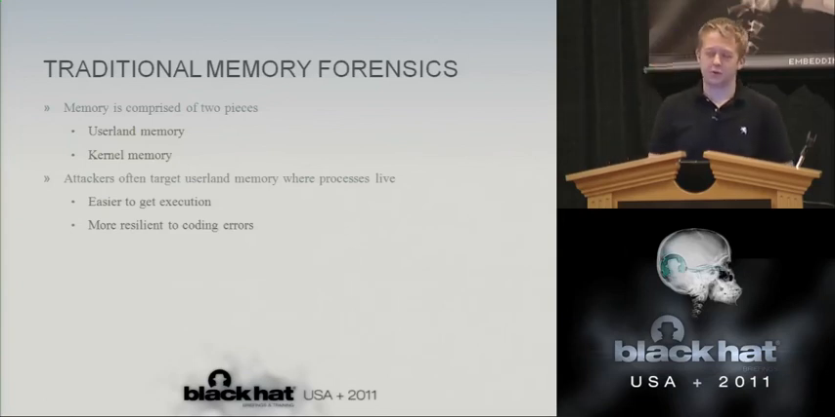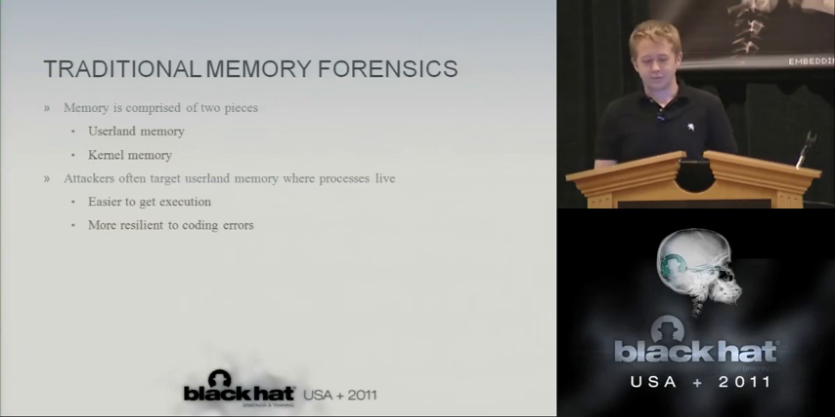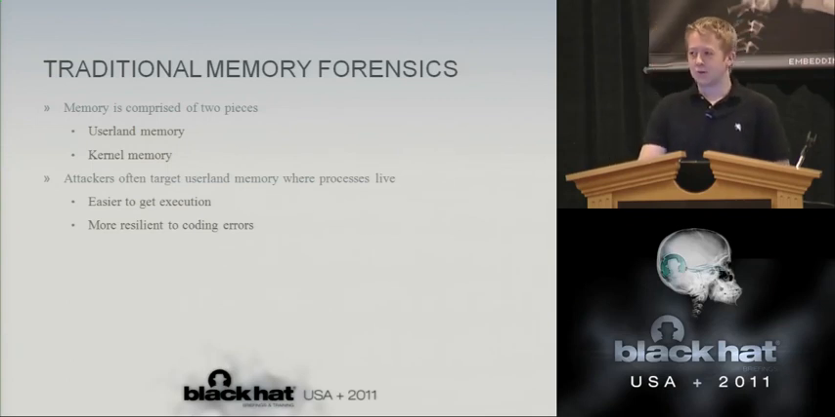Memory is comprised of two pieces, userland and kernel memory. This talk is going to focus on userland memory because most of the attacks out there are in userland memory, mainly because it's easier to get execution and it's more resilient to coding errors. Basically, if you have a problem in your code running in the kernel, it's going to completely crash the system. So the userland is usually where attackers go.